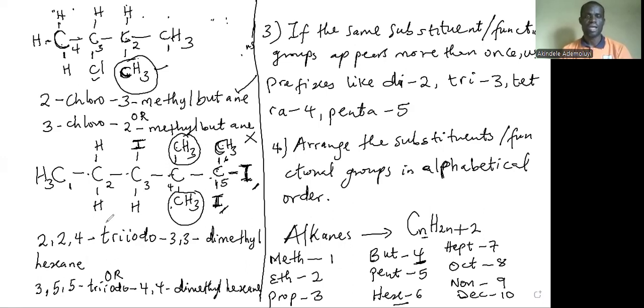Like I told you, you must always give the smallest numbers to the functional groups. So between 224 and 355, which is smaller? Of course, 224 is smaller compared to 355. So this is the correct naming. This one is wrong. So always make sure you give the smallest numbers to the alkyl groups and the functional groups.